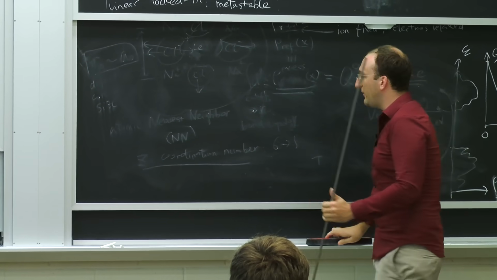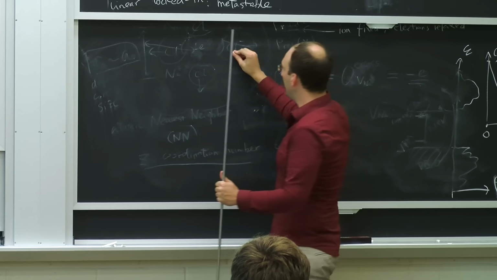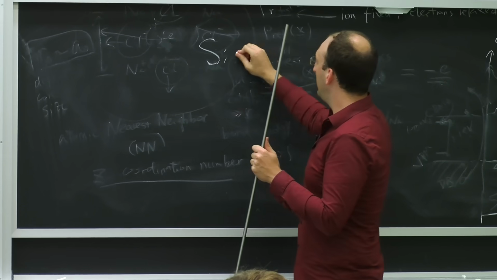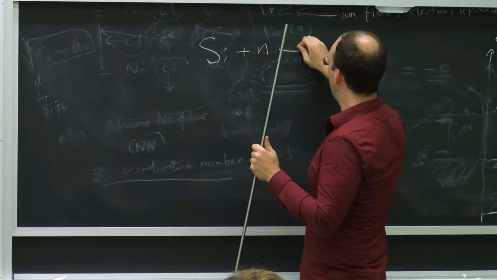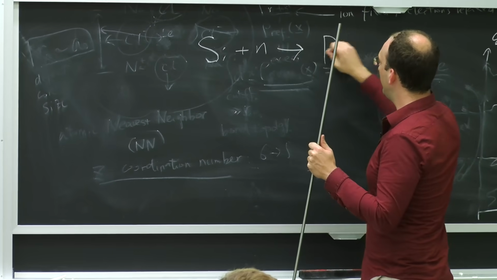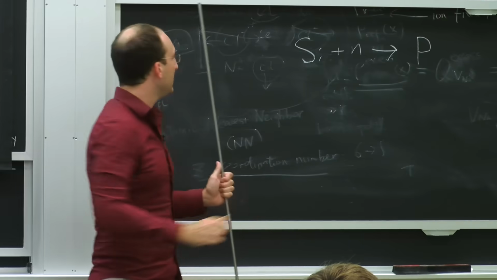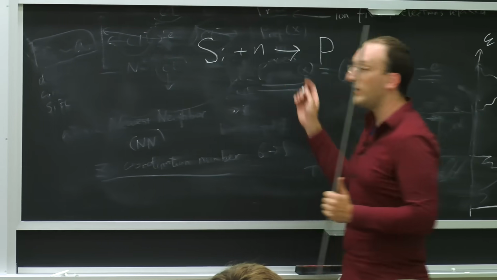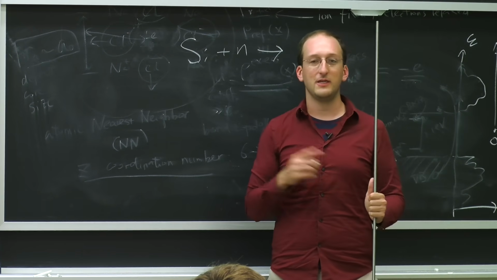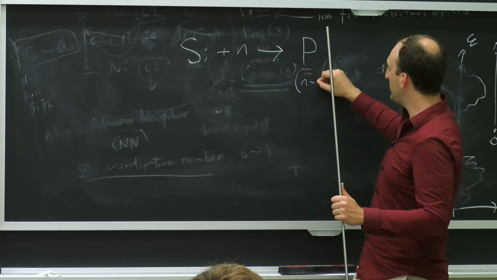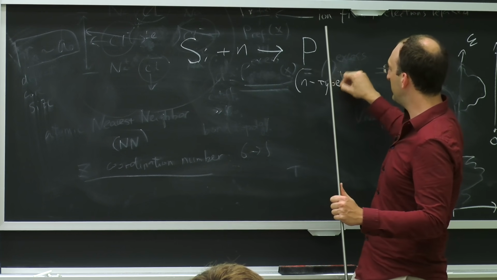I'm going to use the shorthand that we talked about last time. Normally you would take silicon and you add a neutron and you end up forming phosphorus. I've not memorized the masses of the isotopes, but in the end, this is actually a neutron capture reaction and then a resulting decay, which produces phosphorus, which is what's also known as an N-type dopant.